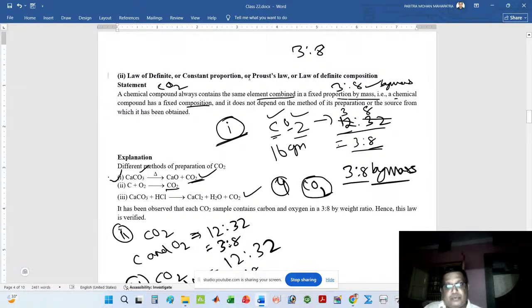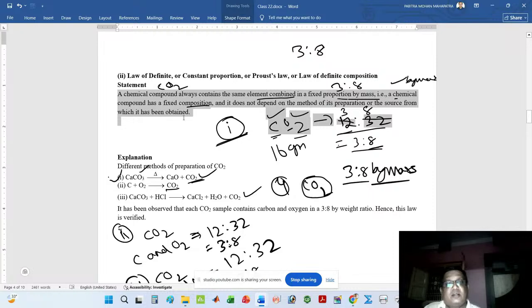It is proposed by Proust, and it has definite composition. That is the law of definite composition. So here I want to again repeat the statement. A chemical compound always contains the same elements combined in a fixed proportion by mass. That is, a chemical compound has a fixed composition, and it does not depend on the method of its preparation or the source from which it has been obtained.